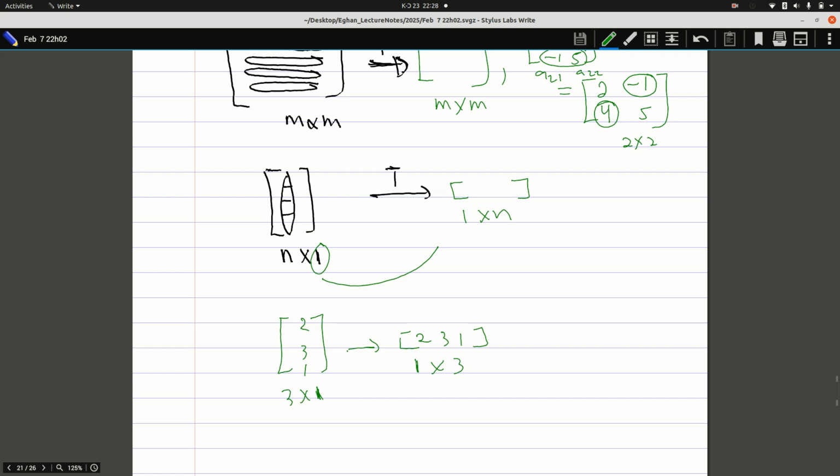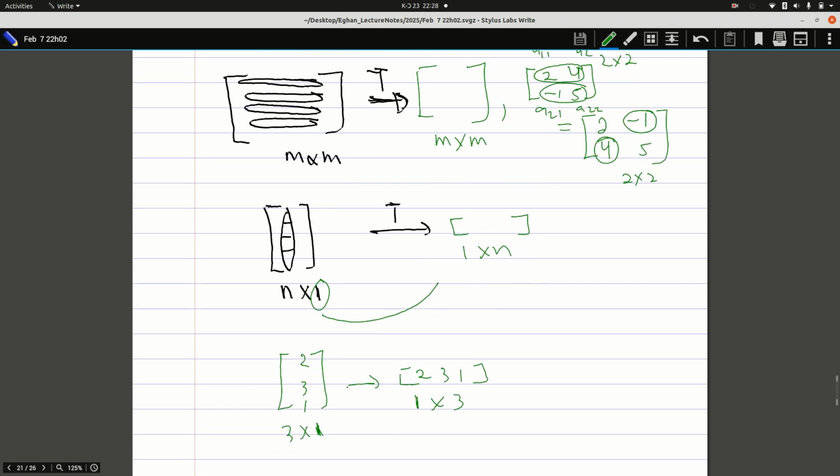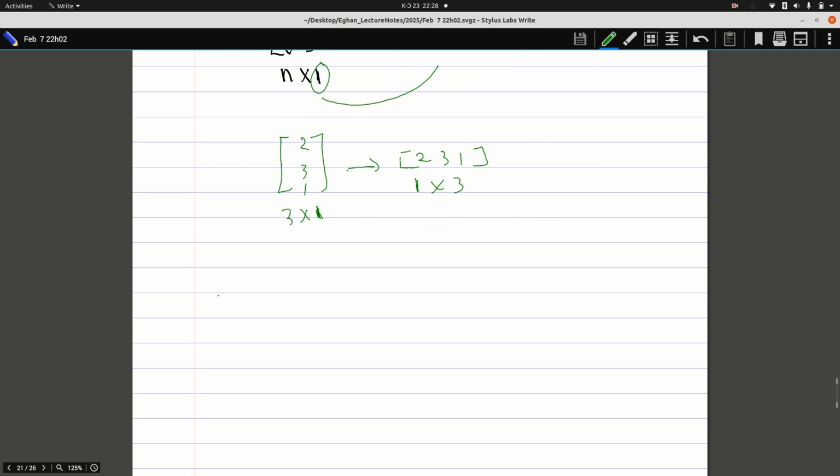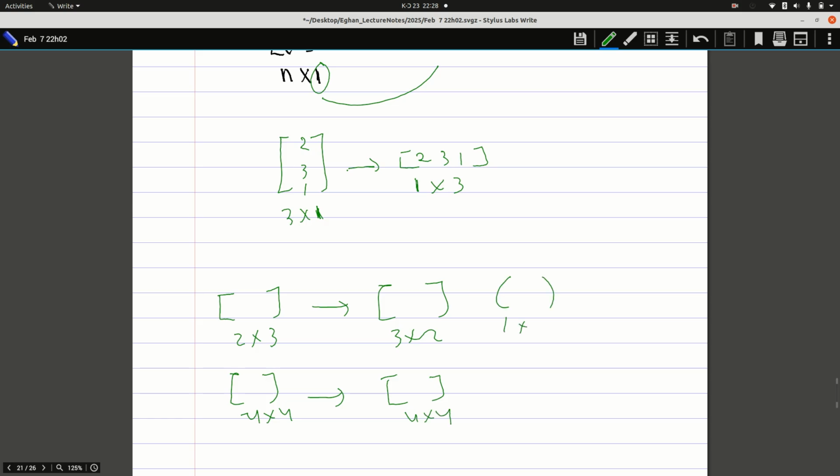That is just how simple transpose is. So let's see. If I have 2 by 3, the transpose becomes 3 by 2. If I have 4 by 4, the transpose remains 4 by 4, but the elements change. If I have 1 by 3, the transpose becomes 3 by 1. If I have 4 by 5, the transpose becomes 5 by 4. Do you see the trend now in the transpose? Okay, thank you very much.